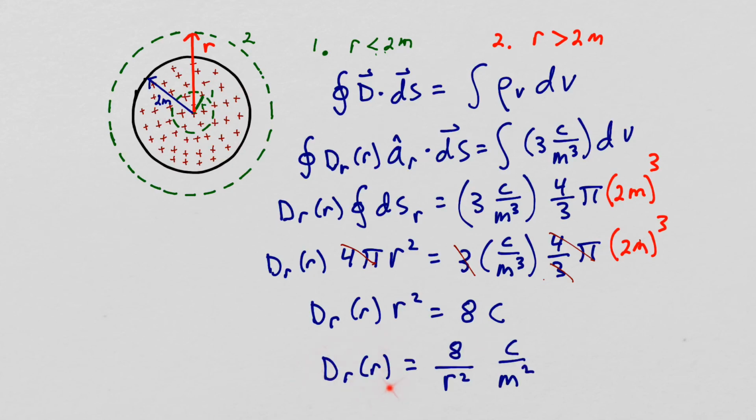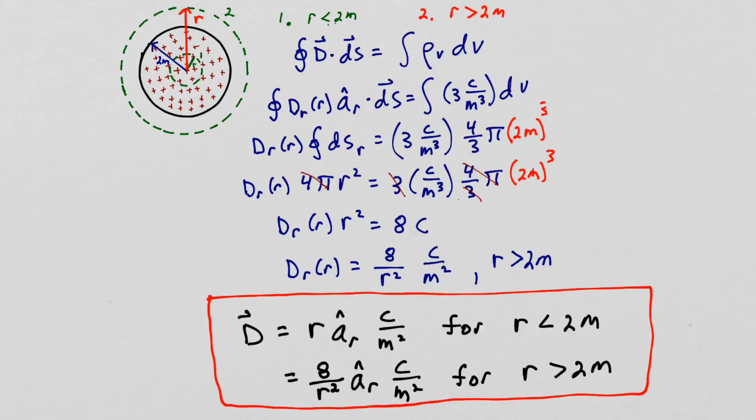Solving for our electric flux density field, we get 8 over r squared, and that will be coulombs per meter squared when you put r in meters. Combining this result for r greater than 2 meters with our previous result for r less than 2 meters, we have our electric flux density field everywhere.